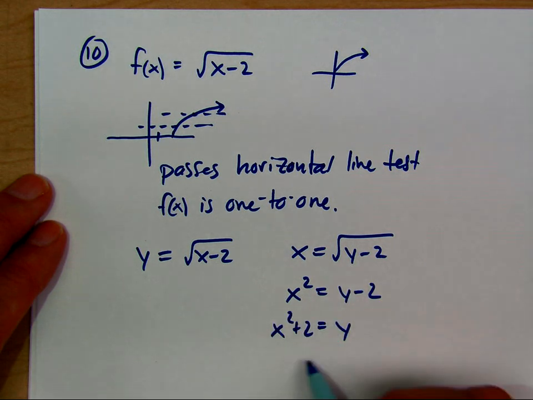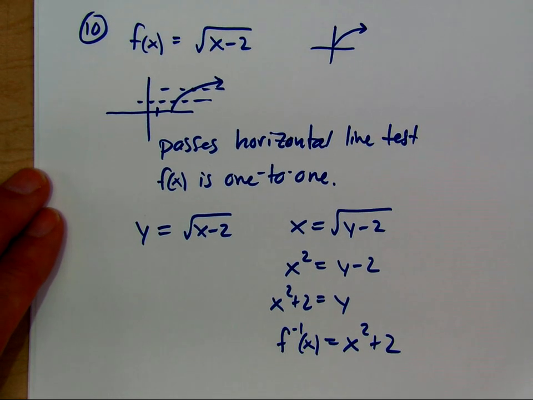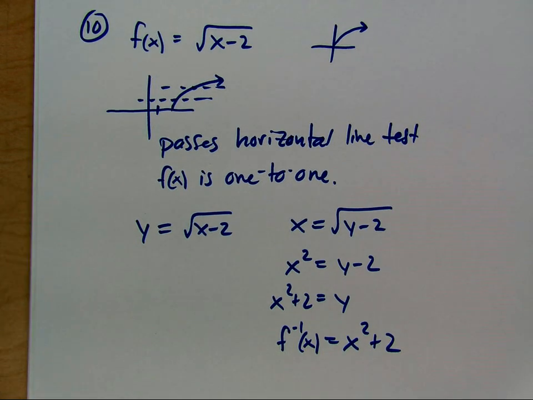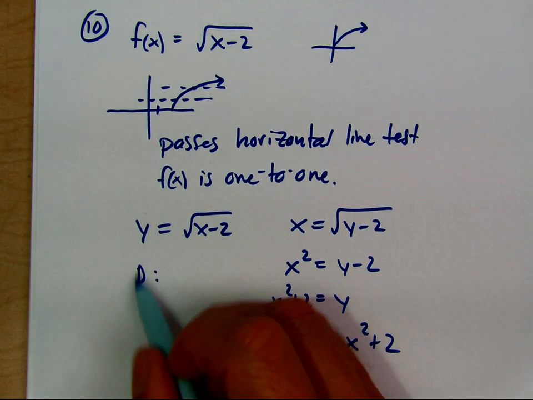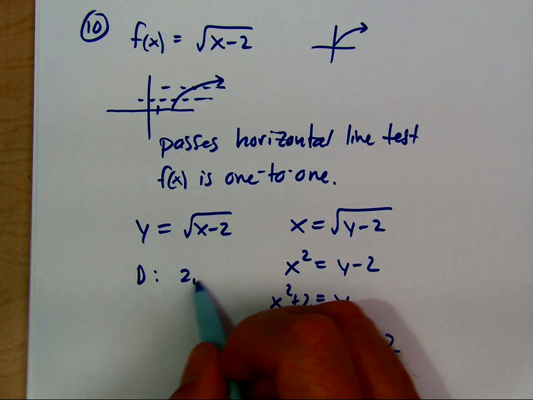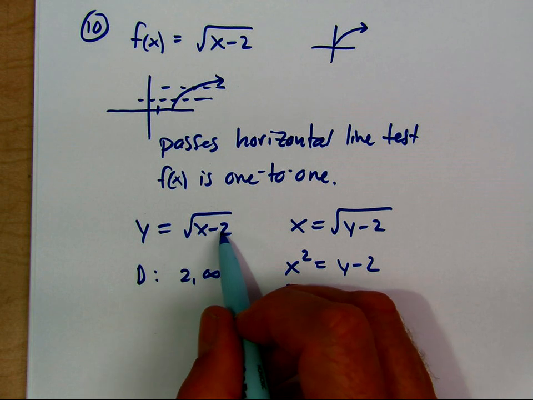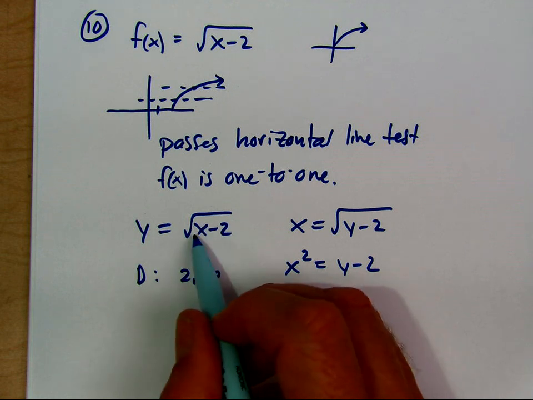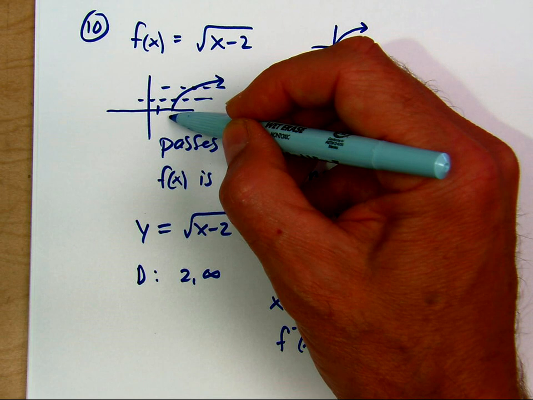So we say the inverse function is x squared plus 2. But we have to restrict it because over here the domain of this is 2 to infinity. You can put a 2 there, but you can't put a 1. 1 minus 2 is negative, so that's not in the domain of this. Here the domain of the graph starts at 2 and goes to infinity.